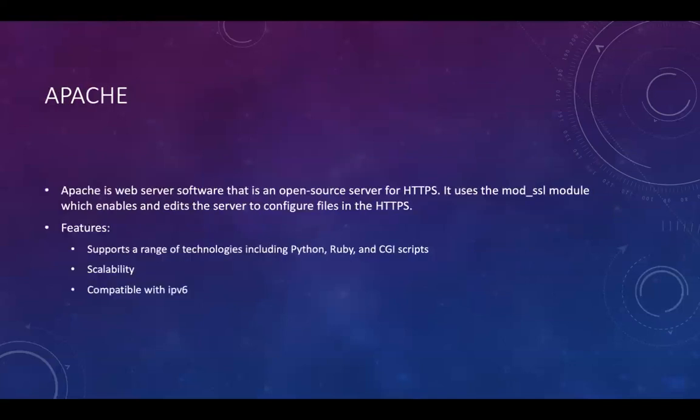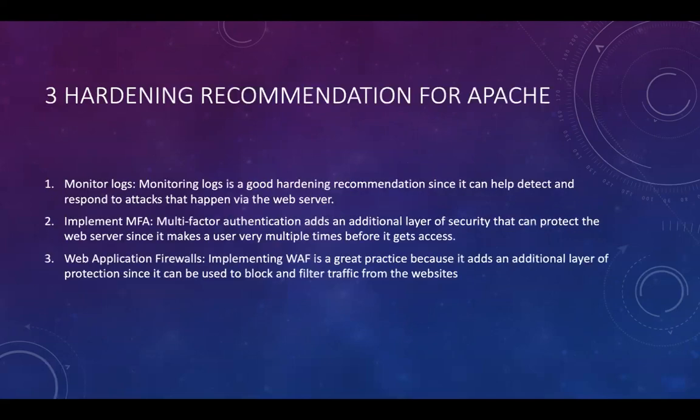Apache is web server software that is an open source server for HTTPS. It uses the mod_ssl module, which enables the server to configure files for HTTPS. Some features are that it supports a range of technologies, including Python, Ruby, and CGI scripts, scalability, and is compatible with IPv6.